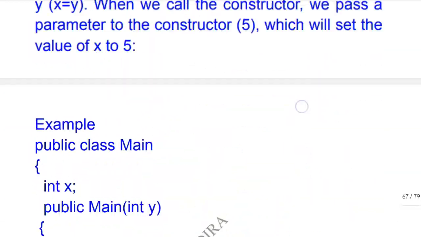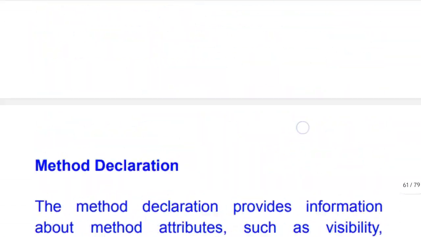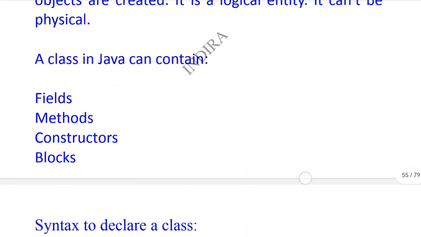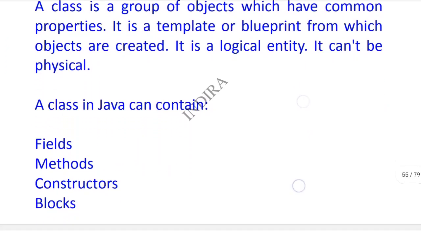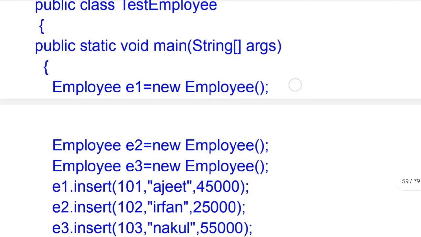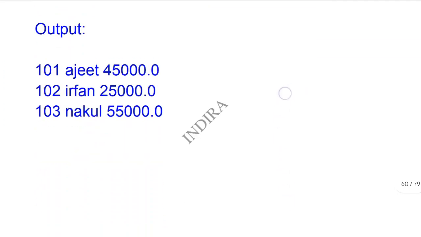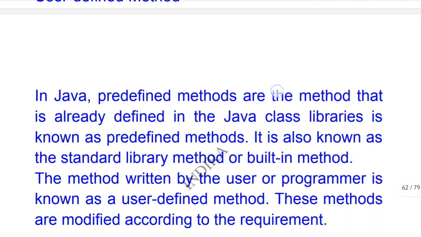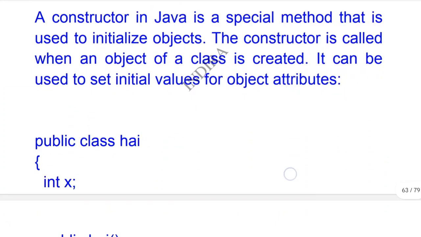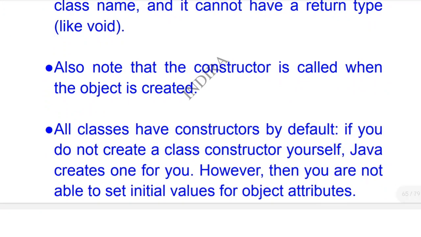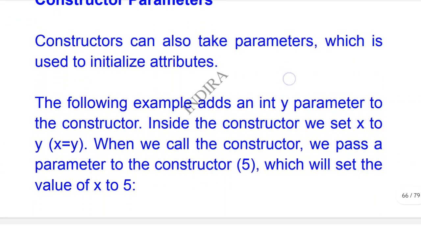So next one is object and class. Here in this PDF we give syntax and example for object and class also. And next one is an important one, method declaration. Method declaration is nothing but declaration of data in terms of method attributes, and the types of method are predefined and user defined. Next one is Java constructors and constructor parameters. And another most important question of this unit 2 is method overloading and method overriding.